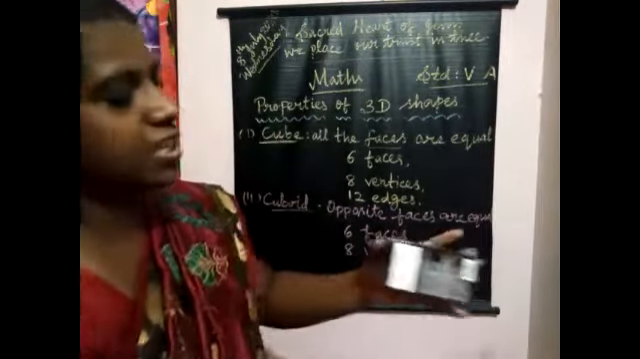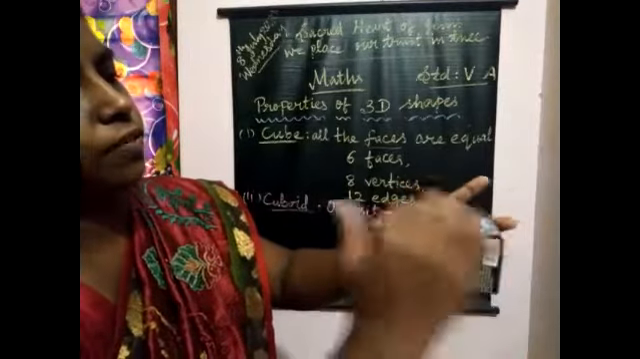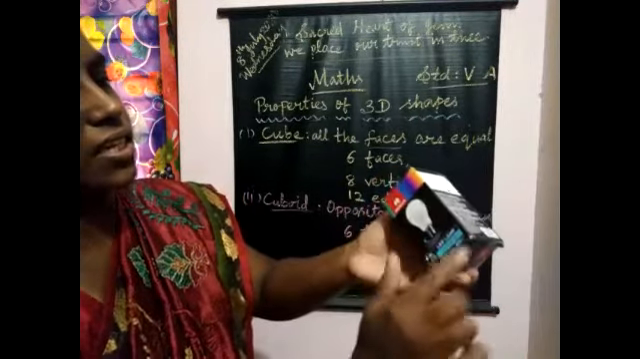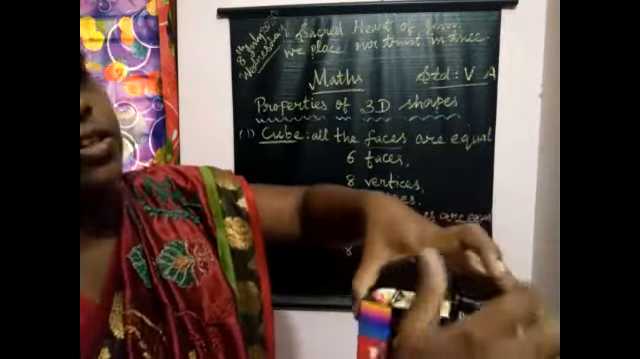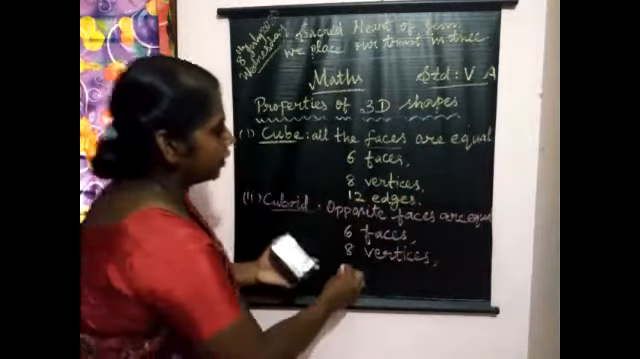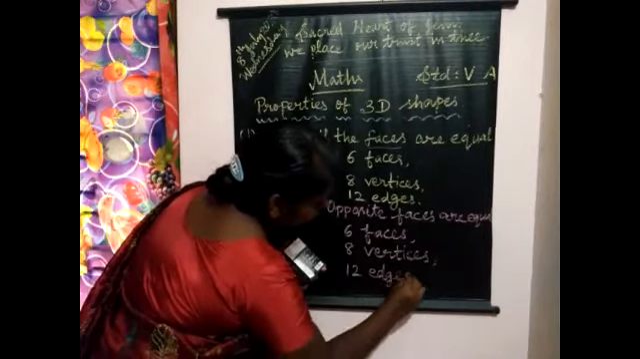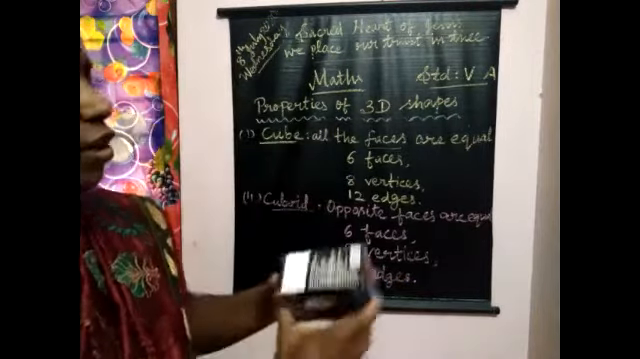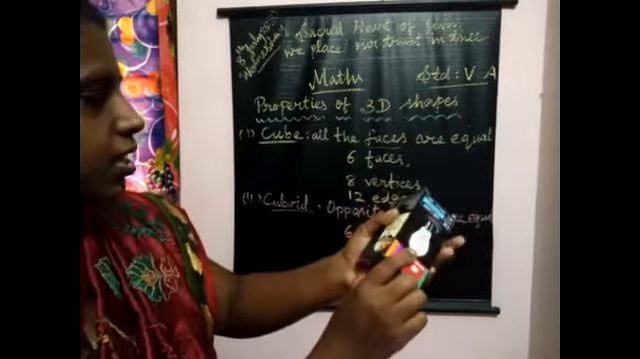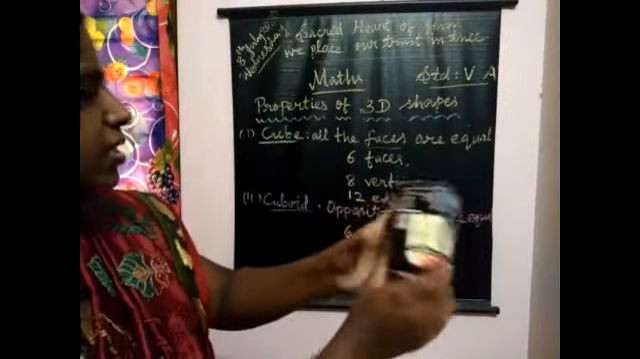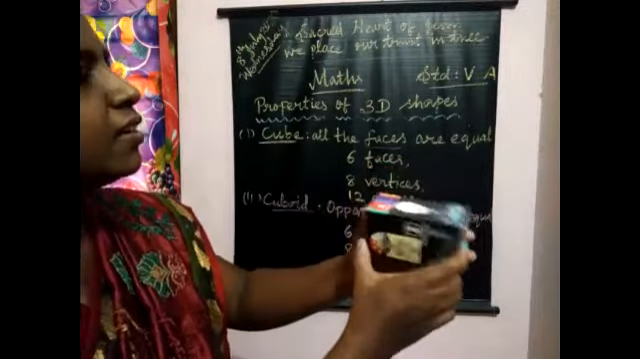Then how many edges are there? 1, 2, 3, 4, 5, 6, 7, 8, 9, 10, 11, 12. Yes, so 12 edges are there. Therefore, we can say that for a cuboid, opposite faces are equal. There are 6 faces, 8 vertices and 12 edges.